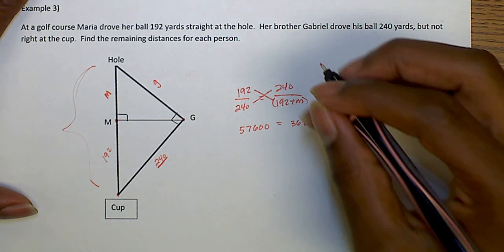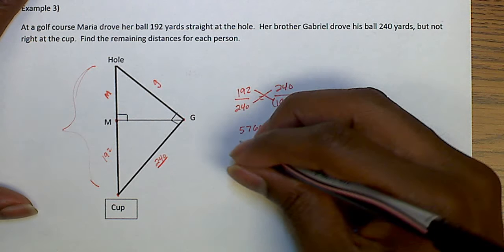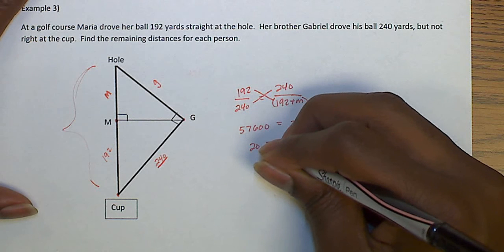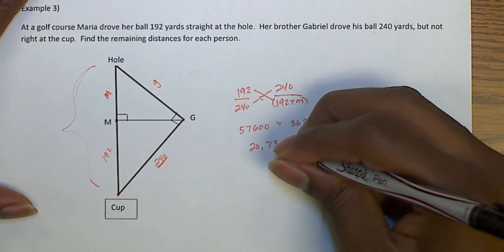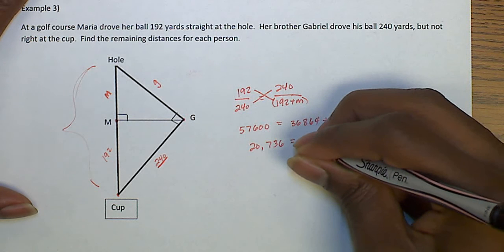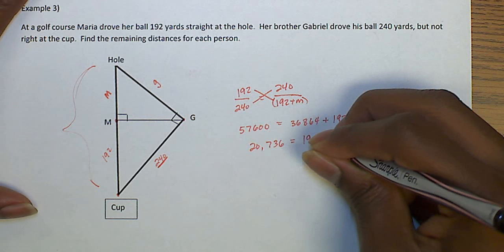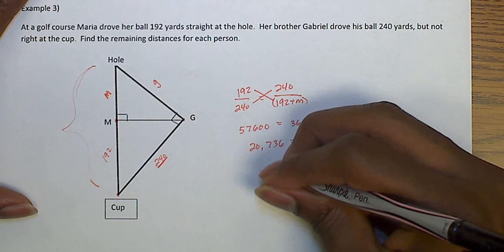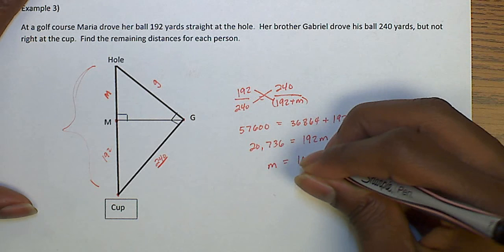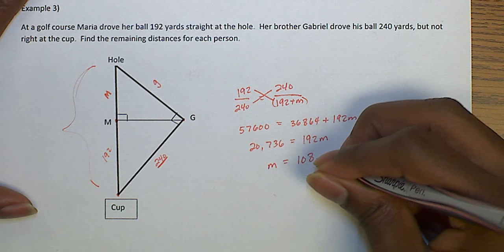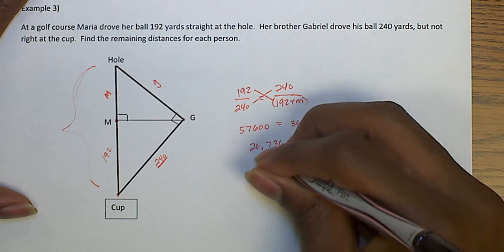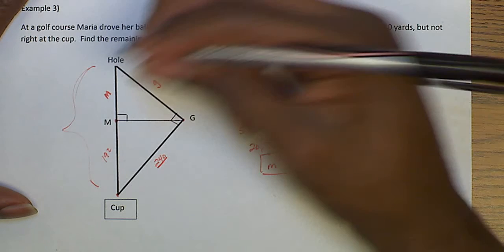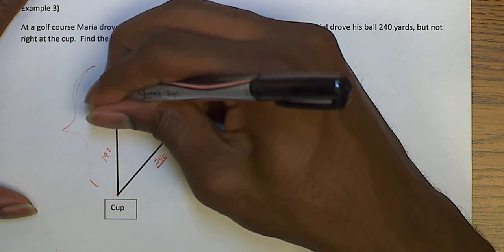I'm going to subtract 36,864 from both sides. That gives me 20,736. Gives me 192m on this side. I'll divide both sides by 192, and I find out that m is 108. I'll just say yards. So Maria, right, is 108 yards away.